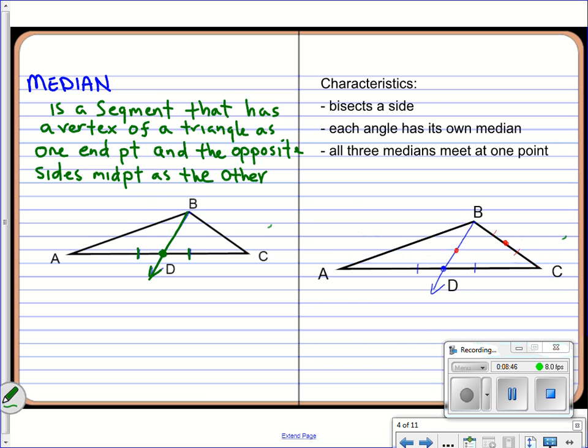Just grab and estimate it. It's about here, about there, whatever. And then grab a vertex with your pencil and draw straight to the midpoint across from it. Do that three times, okay? And come back and just see if you've done it correctly with me.